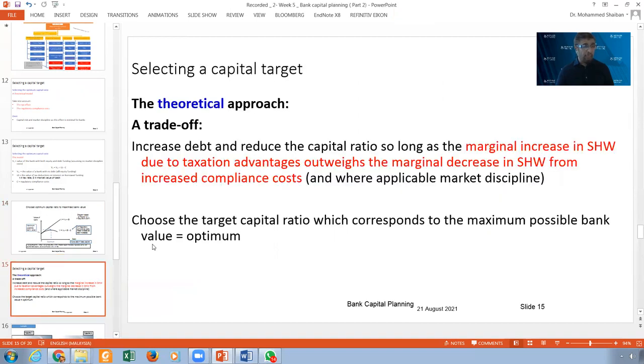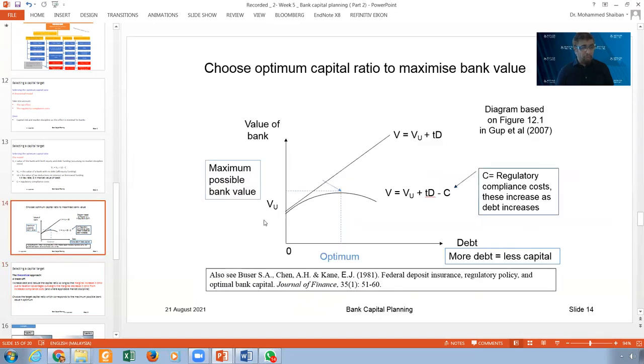Now, having said that, we come to the issue of the trade-off. The trade-off means increasing return as much as the increase in return on risk, which means taking more debt, which gives me more tax deduction, as long as the increase here will continue. So this is the optimum area where I can reach the optimum one.